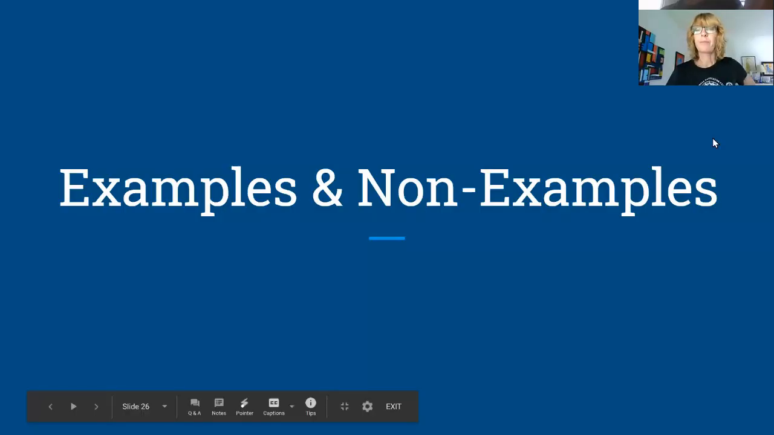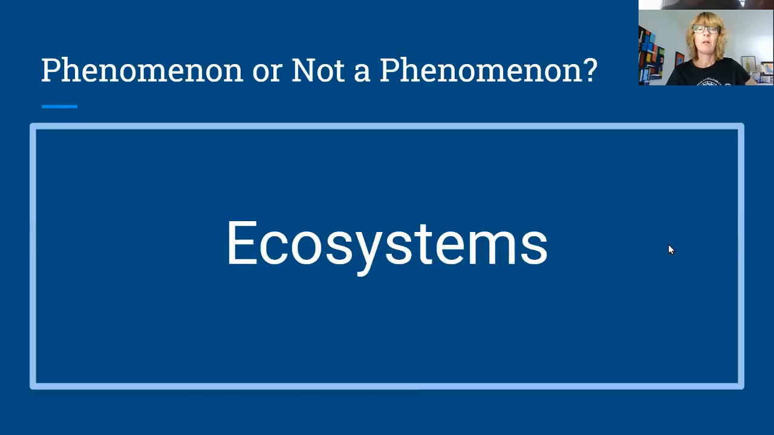So we're going to talk about some examples and non-examples to see if we understand what an anchoring phenomenon is. The first example, and you're going to be using Poll Everywhere to vote, is ecosystems. You're going to decide if you think this is an anchoring phenomenon or not an anchoring phenomenon, based on those qualities that we talked about.